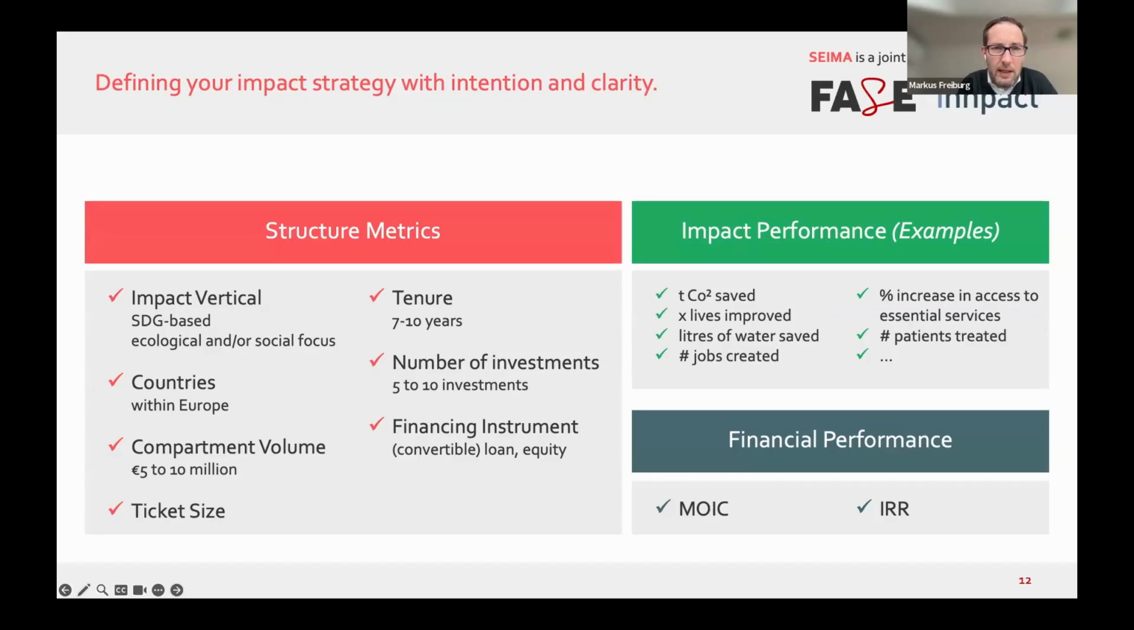And obviously then also regarding the impact performance, you need to discuss and align with the investor. What are the main KPIs that you are looking for? Is it about CO2 tons saved? Is it about, let's say, lives improved, jobs created, liters of water saved, or amount of waste reduced? So I think that really depends on the individual impact sectors that someone is looking at. And then obviously you also need to align on what is the financial return expectation that you have, either in a multiple of invested capital or an IRR expectation, because then we need to source social enterprises that can correspond to these needs.